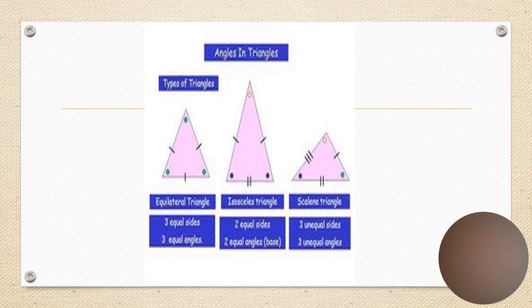Now let's look once more, with emphasis, at the types of triangle. Three sides equal, three angles equal: all sides equal, all angles equal. Isosceles: two sides equal, and the angles opposite those equal sides are equal. It's an isosceles. Scalene: nothing equal, three unequal sides as well as three unequal angles.